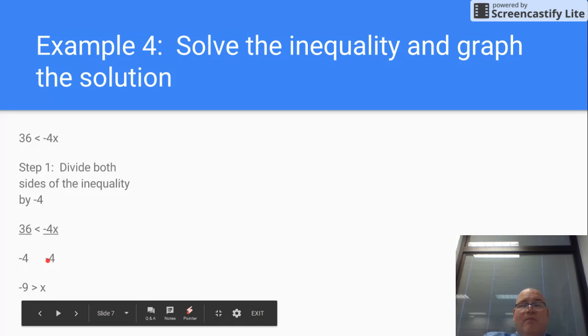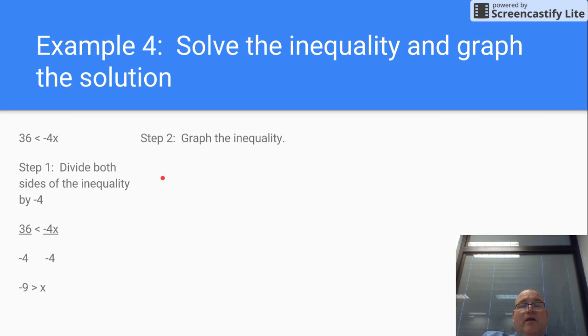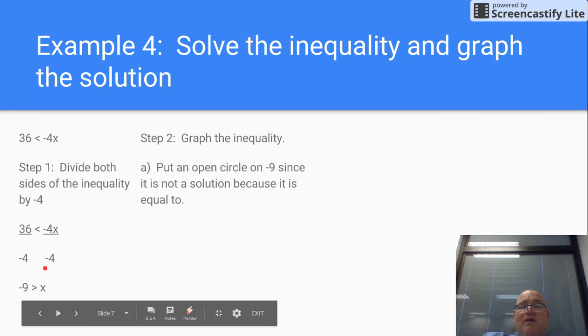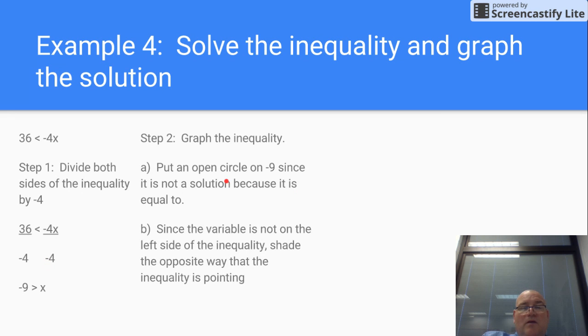Here's that twist. Because we're dividing both sides by a negative, the inequality that was less than will be flipped over and become greater than. Negative 9 is greater than x. Since we divided both sides by a negative, we had to flip it. Step 2 will be the same as always. We're going to graph the inequality. Again, it's an open circle on negative 9 because it's not a solution, because it's not equal to. Should say not there, I messed that up.